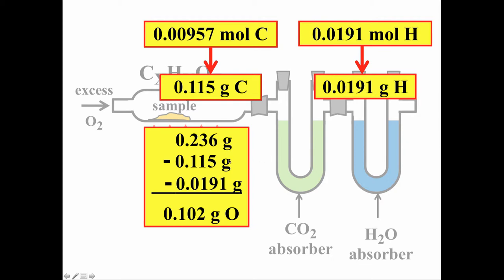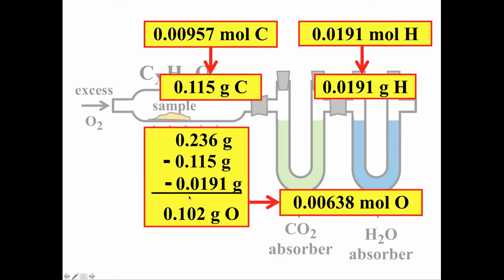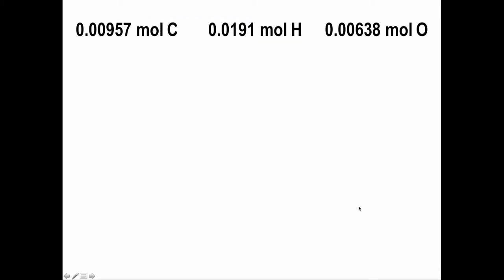So if we subtract these two masses, the masses of carbon and hydrogen, from the mass of the sample, we can deduce that that mass, 0.102 grams, must be the mass of oxygen in the sample. We weren't able to get it directly, but we're able to get it via some calculations. And then, of course, we might be interested in knowing how many moles that is, so convert grams of oxygen into moles of oxygen, and you get 0.00638. Now, we're almost there, and we're back in familiar territory.